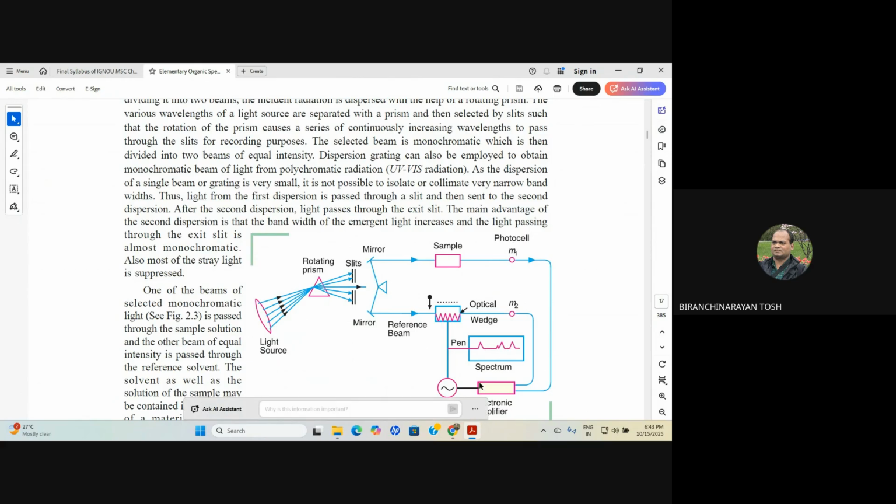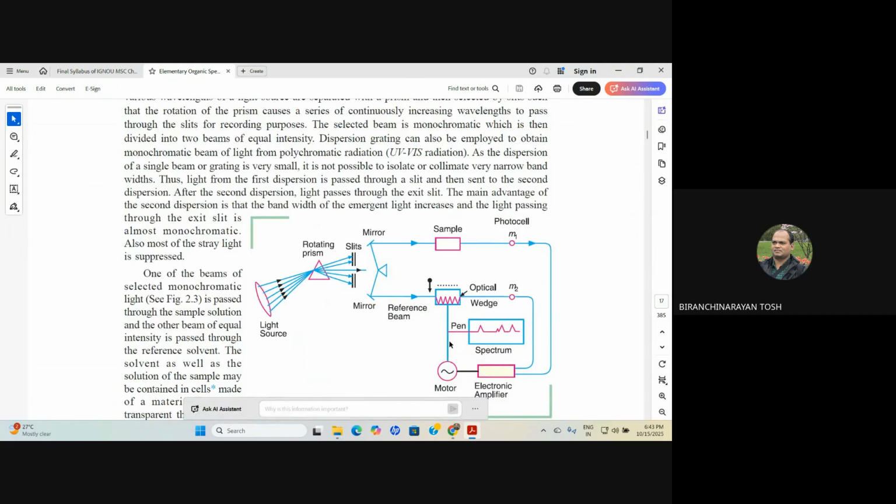In this electronic amplifier, there will be some subtraction. Then the pen is nothing but, nowadays, we are using the computer. Earlier it was pen and paper; the paper was on a drum that would rotate, and the pen would give the mark. But nowadays we have very advanced spectroscopy, so on the computer we take the printout directly. That's why it is not time taking. Earlier it was very cumbersome, maybe more than 1 hour for one single spectrum.